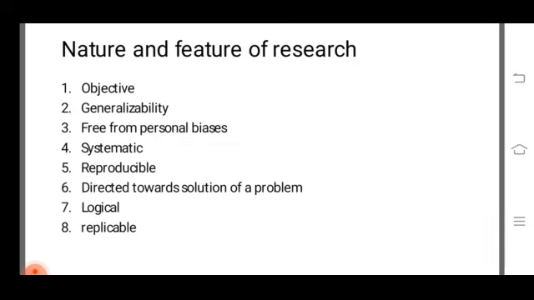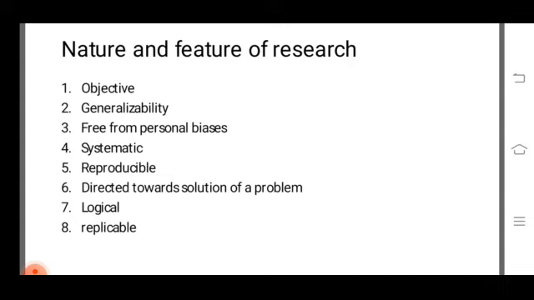Natures or features of research. Now let's study the natures or features of research. This will make us more clear about the meaning of research. Research undertakes an in-depth study of any issue or subject, which helps to enhance the existing knowledge or solve any specific problem of the organizations.